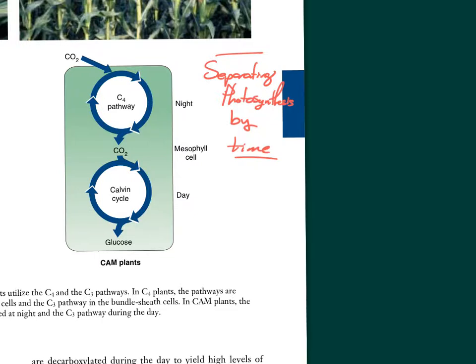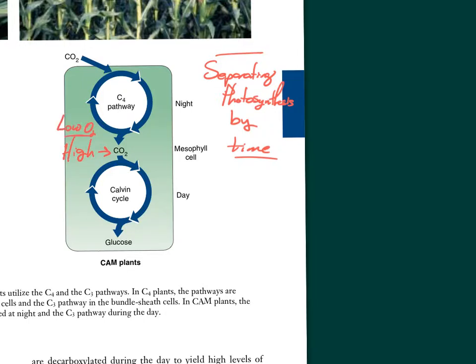Then during the day, they close off the stoma. No gas can come in or out. No more CO2 coming in. No more oxygen coming in. That's it. So what do they do during the day? They do the light reactions. And then all that CO2 that they stored in those four carbon molecules, they release them. So now what do you have in this space? You have high CO2, relatively low oxygen.